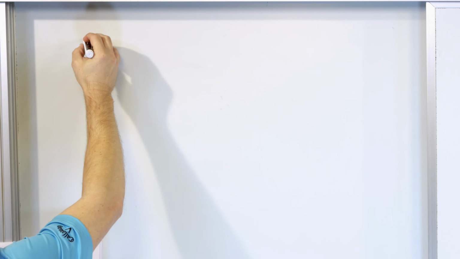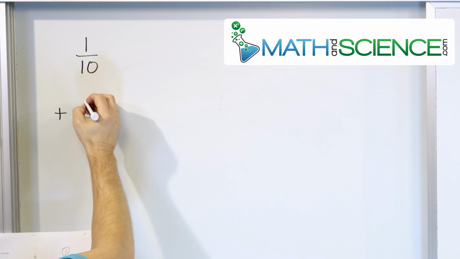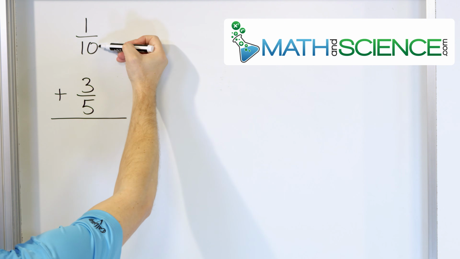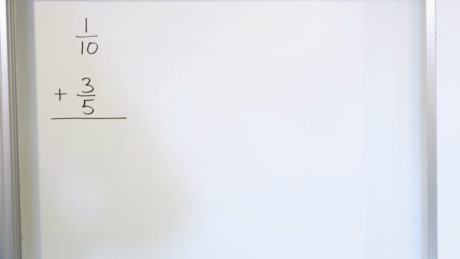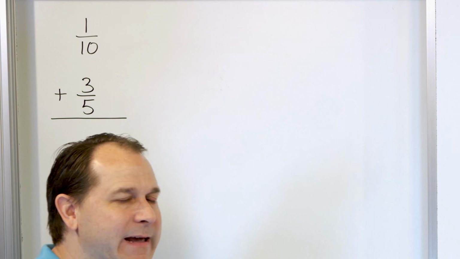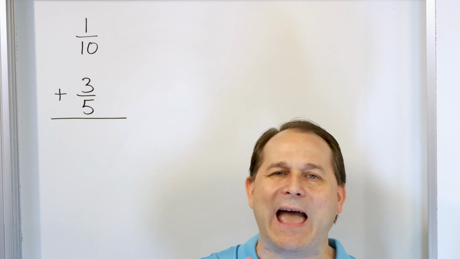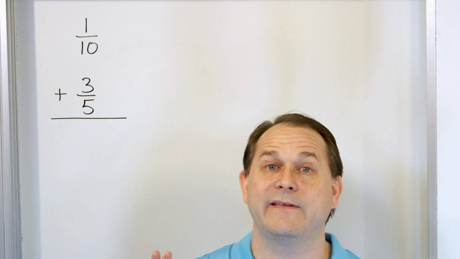Let's take a look at the fraction 1/10, and we're going to add this to the fraction 3/5. Now first, notice the denominator of this is 10 and the denominator of this one is 5. If these denominators were the same, then I would just keep the same denominator in the answer, and I would add the top numbers, the numerators. But you cannot do that here because they're not the same.